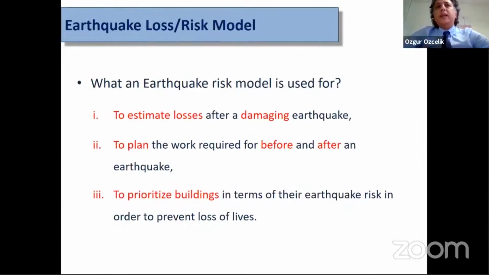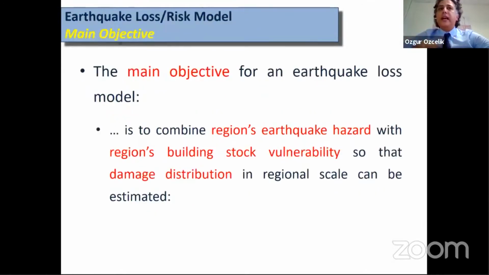So what is an earthquake loss model? An earthquake loss model, or risk model, is used to estimate losses after a damaging earthquake, to plan the work required before and after an earthquake, and to prioritize buildings in terms of their earthquake risk in order to prevent loss of lives.